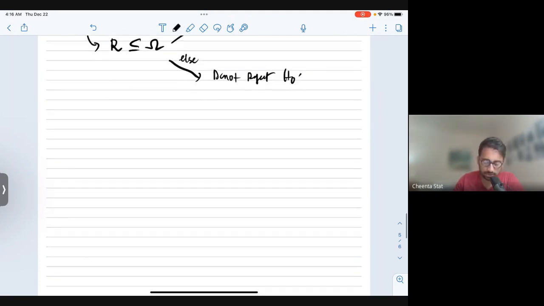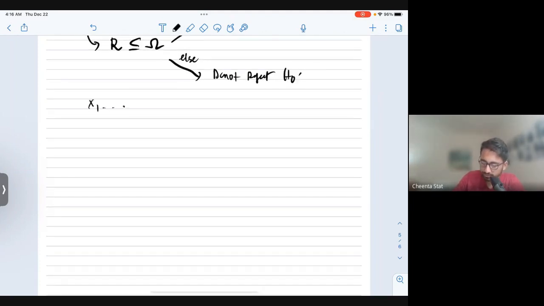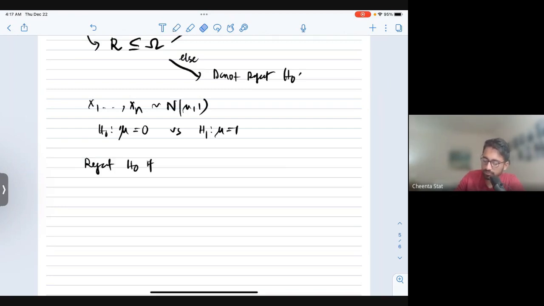So let's see an example. Let's take X1, X2, ..., Xn following Normal(mu, 1), and we want to test H0: mu = 0 versus H1: mu = 1. So what is the rejection region? We reject H0 if X bar is greater than a certain c.